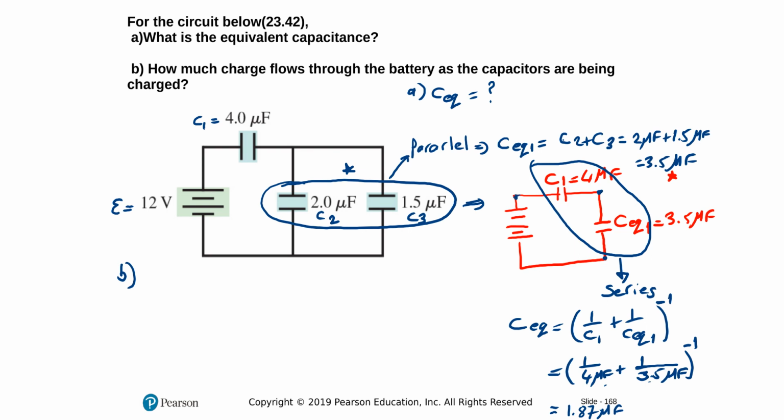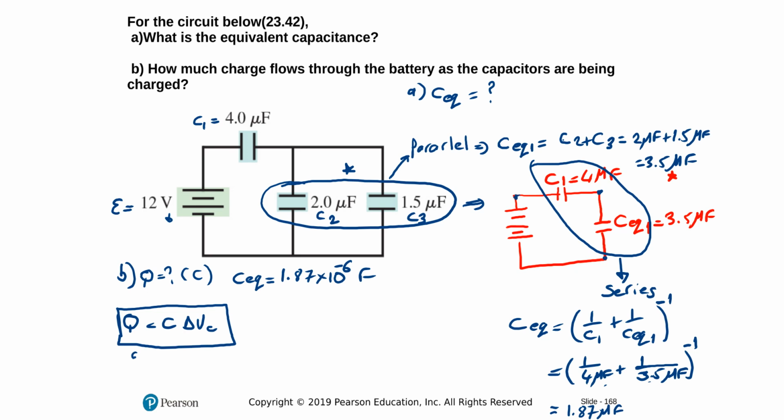For part 2, how much charge flows through the battery as the capacitors are being charged, is asking me the charge. I'm going to find it in coulomb. This guy is in volts, so I'm going to convert my C equivalent to farad, 1.87 times 10 to -6 farad. And here I'll use Q is equal to C delta V, C equation in general. This is my general equation.